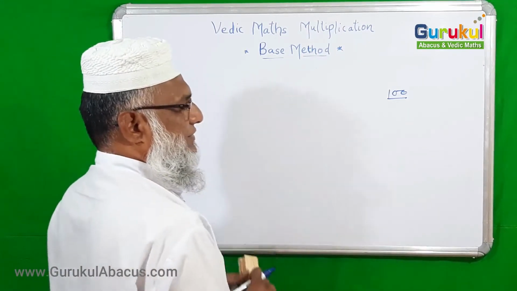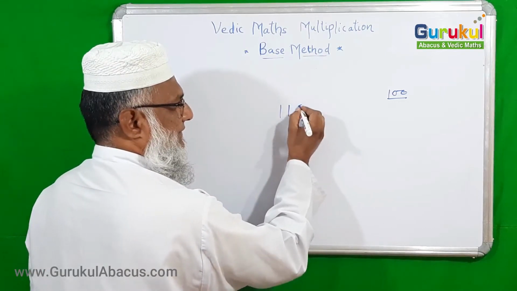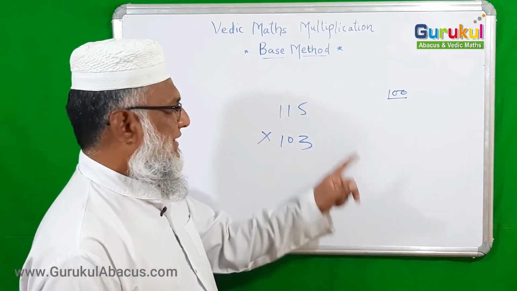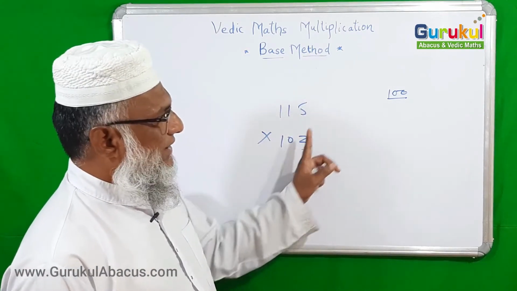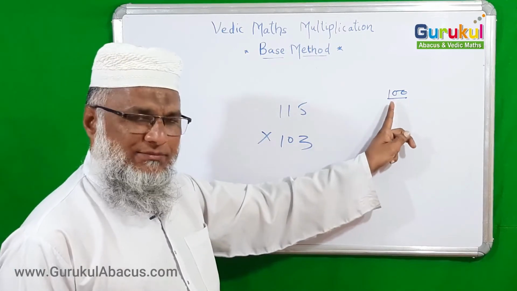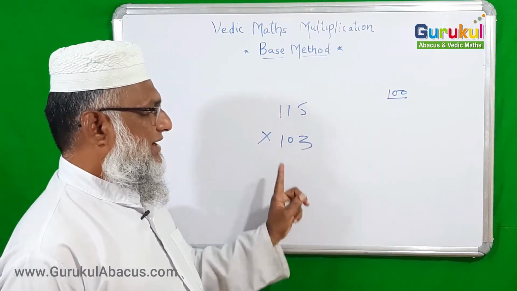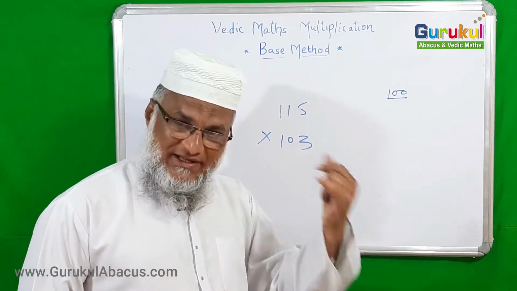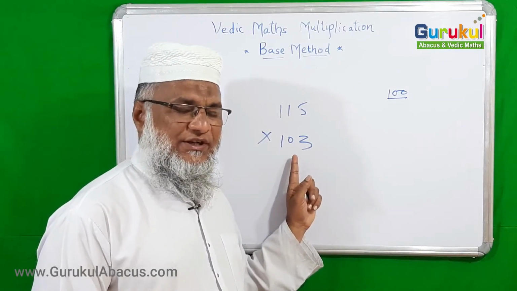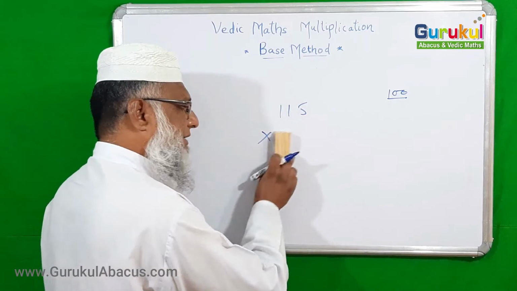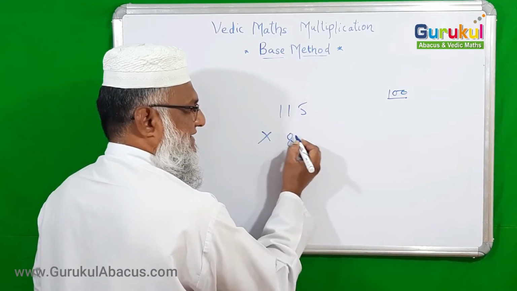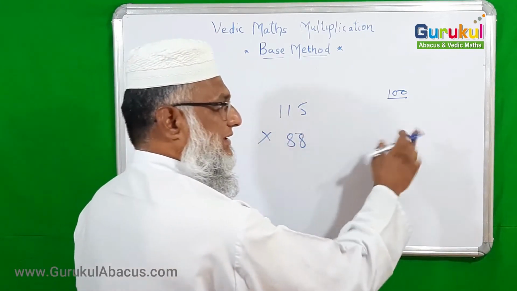Second may be what? Suppose one example is 115 multiplied by 103. Here what are we understanding? Both the given numbers are greater than the base. Here the numbers are near 100, so we take 100 as the base, and both numbers are greater than the base. So the first type is less than base, the second type, which we just studied, is greater than base. And another type would be what? One number greater than the base and the other number less than the base. This is the third type.